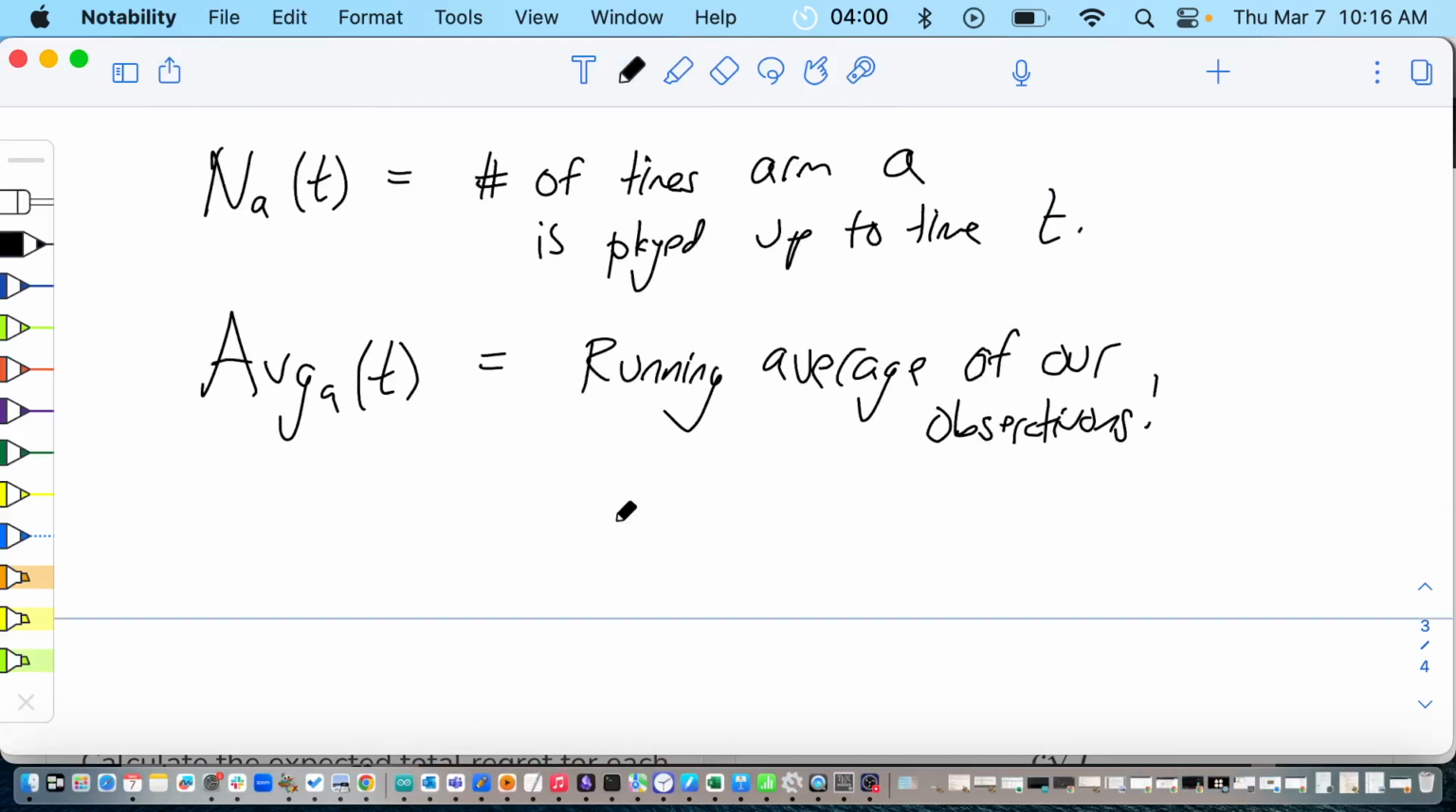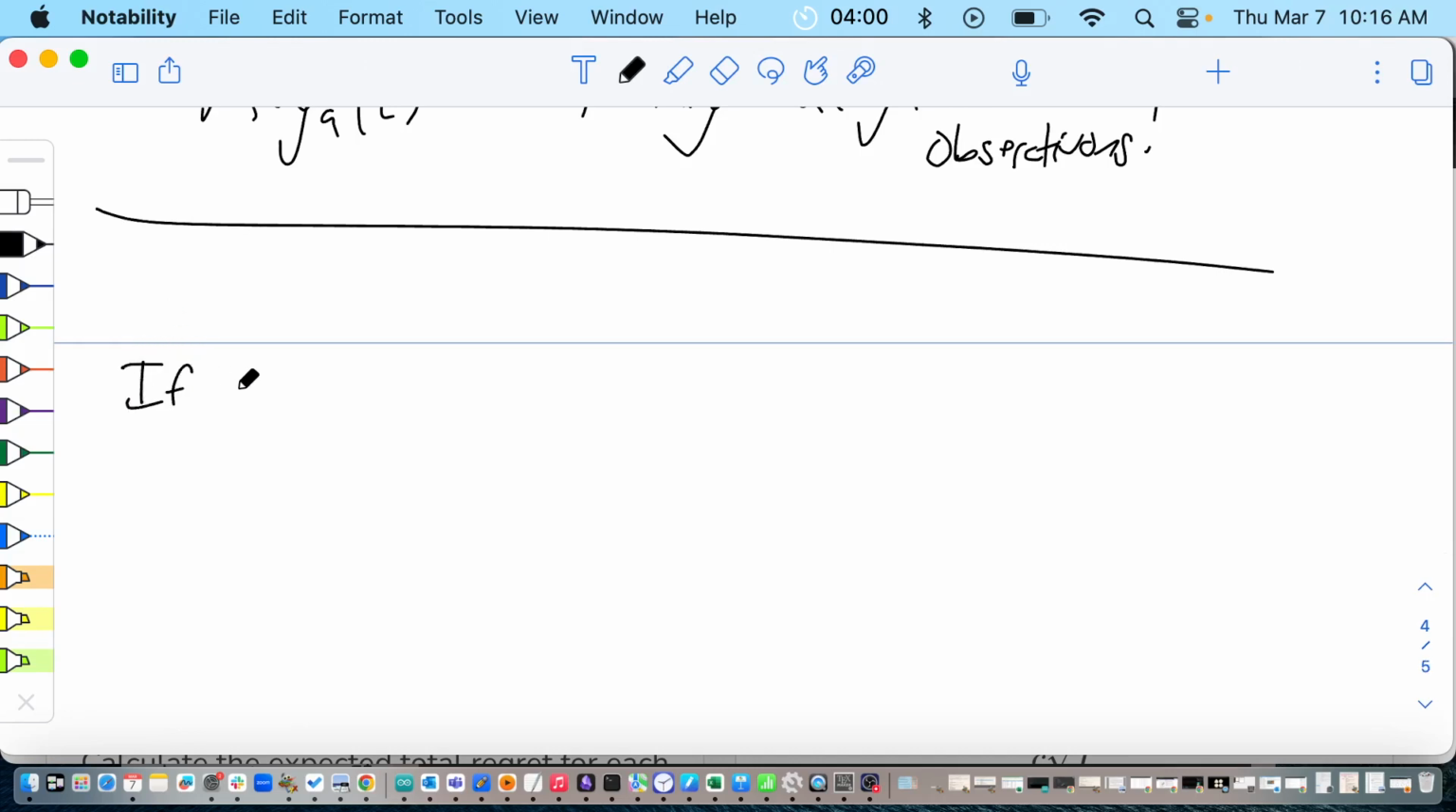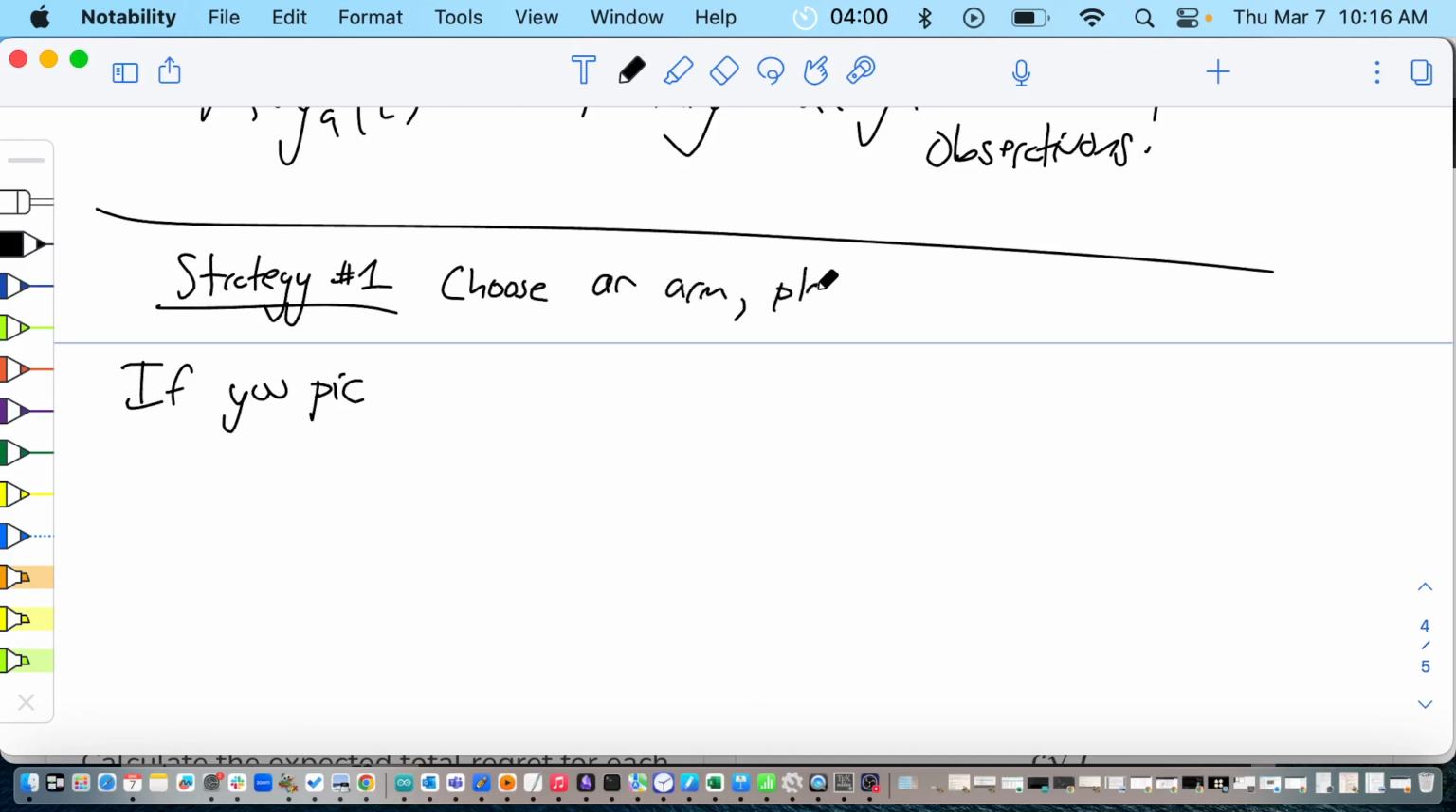So you're saying, I guess you did something like this. You're saying if you pick arm A, so this is strategy number 1, which is to choose an arm and play it forever. If you pick arm A, then each round you get delta A regret. And you're going to play that arm forever. So what is the total amount of regret you get? You get t times delta A. So when you pick arm A, you get t times delta A regret.